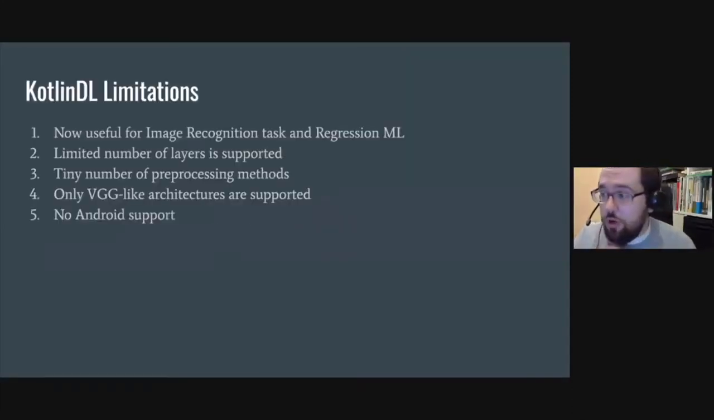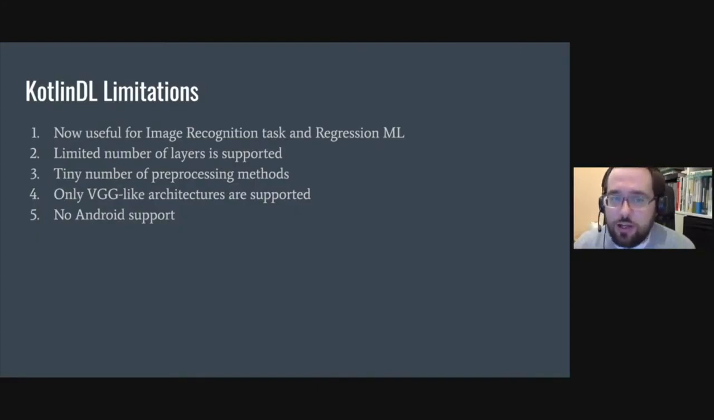Let's finish. We have a few limitations in Kotlin DL now because it's a very early alpha release. Now it's useful for image recognition, not for audio pre-processing, etc., and for some regression ML tasks, for example, if you need to predict numerical values like home prices. It has a limited number of layers and a tiny number of pre-processing methods, so you need to do a lot of pre-processing manually. I think it's a common pain for Kotlin and Java image pre-processing. I hope that it will be available during this year, maybe from our team, maybe from external contributors.